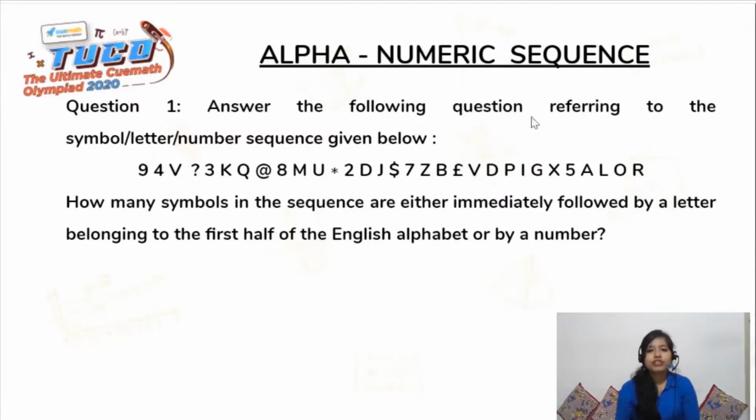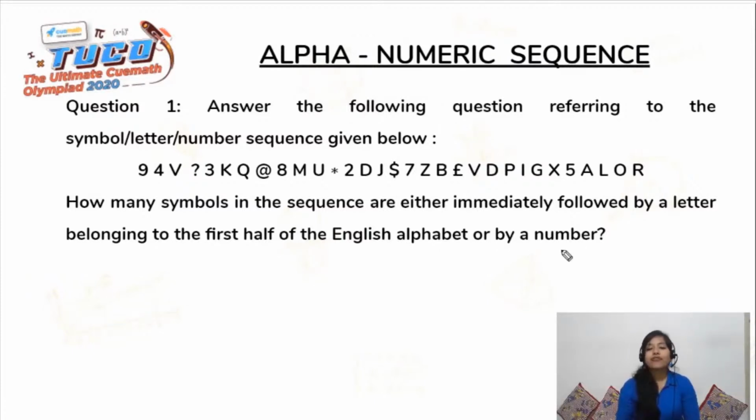Answer the following question referring to the symbol or letter or number sequence given below. So here's a sequence that's being given to us. And now, what do we see? We would be seeing how many symbols in the sequence are either immediately followed by a letter belonging to the first half of the English alphabet or by a number.